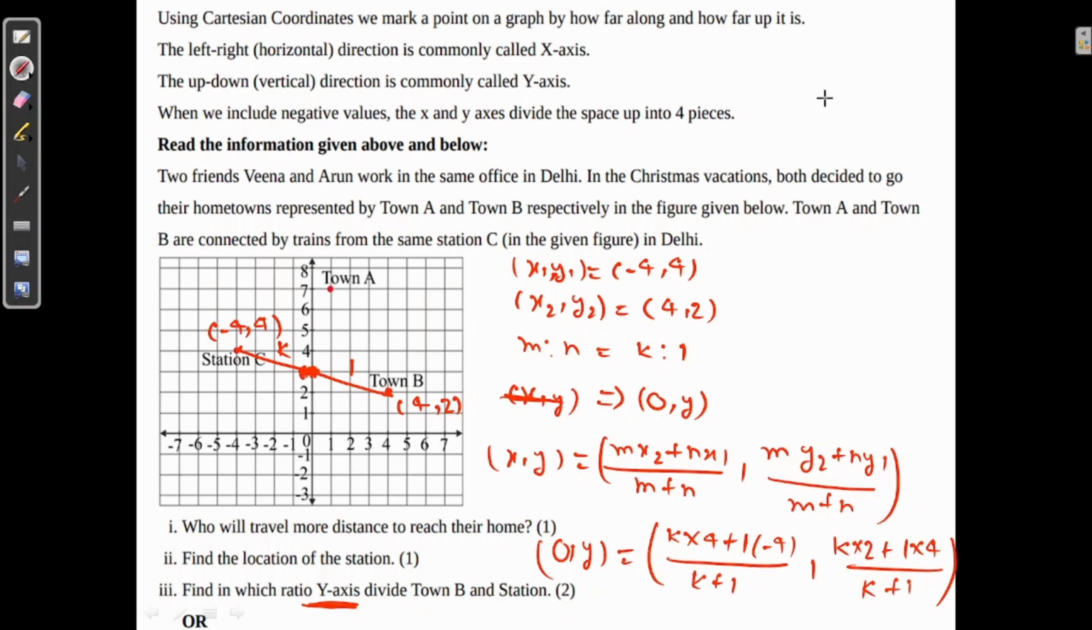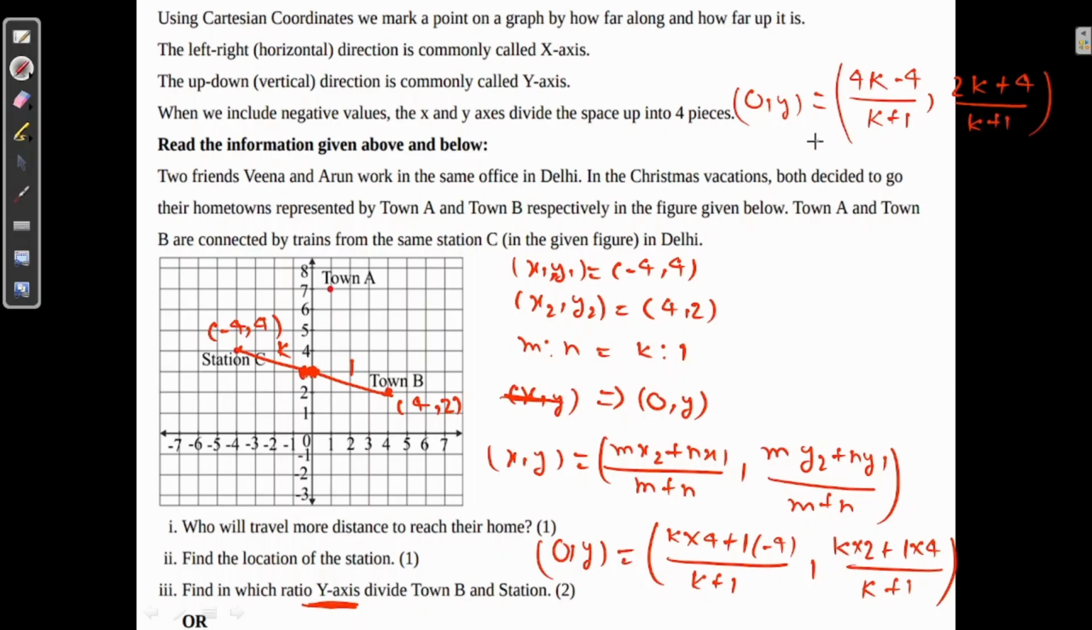Okay, just try to repeat everything with me. Whatever I am writing, I am just repeating for you. 0 comma y will be k into 4, which is 4k, 4 into minus 1 is minus 4, upon k plus 1, comma, k into 2 will be 2k plus 4 into 1 will be 4, upon k plus 1.